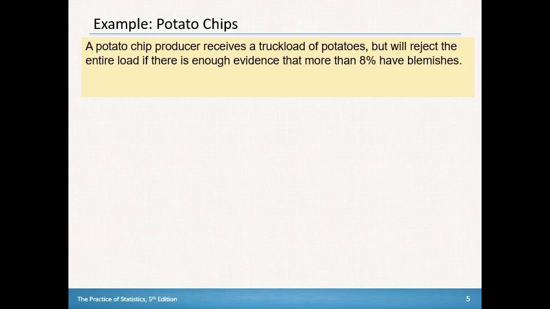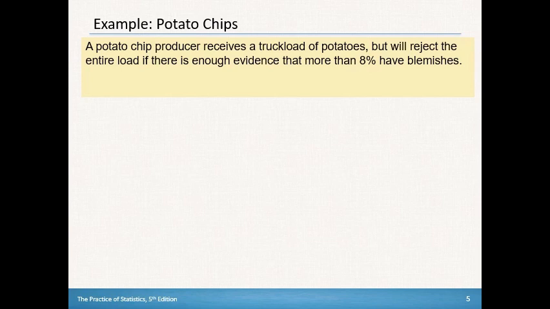All right, a potato chip producer receives a truckload of potatoes, and he'll clean them and slice them and make potato chips from them. But he wants to reject the entire load if there's enough evidence that more than 8% of the potatoes have blemishes. If the truck is 8% blemishes, he's okay with that, right? It's not too many blemishes. But if it's got more than 8% blemishes, then he's going to reject it because that's too many blemishes. He doesn't want his potato chips looking all bad from all the blemishes in the potatoes.